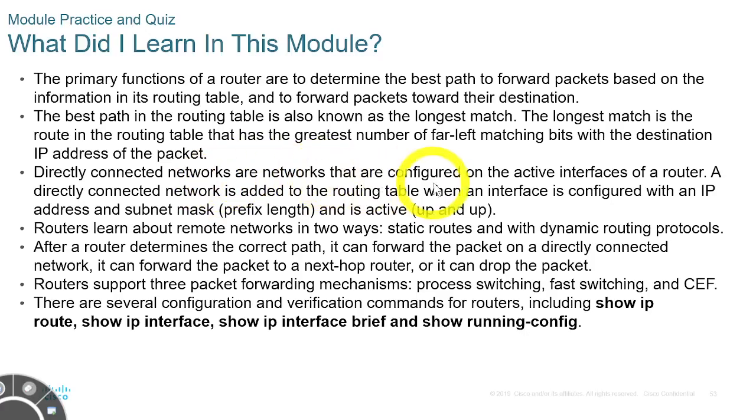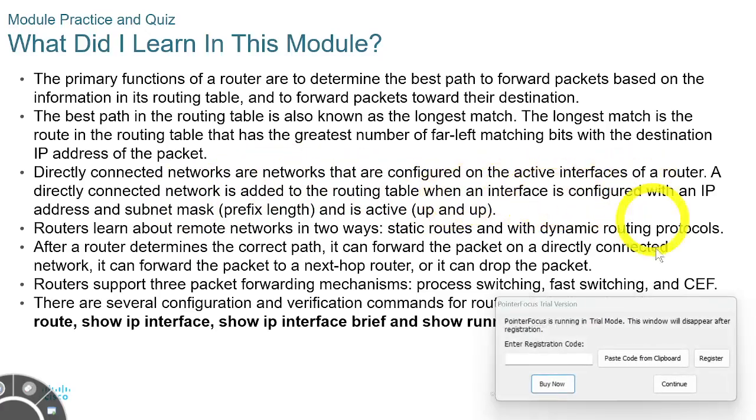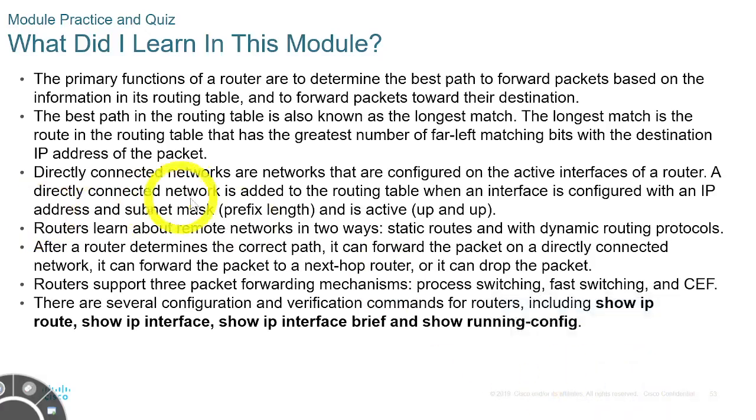They are networks that are configured on the active interface of a router. So if you configure an IP address for an interface and this interface is up, this is a directly connected network. A directly connected network is added to the routing table when the interface is configured with an IP address and subnet mask and becomes active, no shutdown.